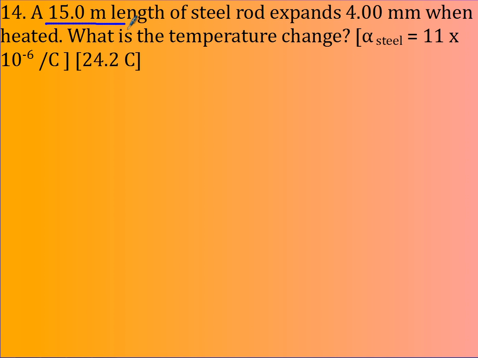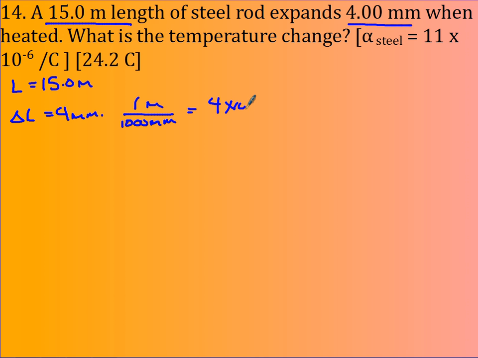Now, a 15-meter length of steel expands 4 millimeters when heated. What's the temperature change? All right, the original length of steel is 15.0 meters, and it expands 4 millimeters. So delta L is 4 millimeters. Now I have to convert this. I know 1,000 millimeters is 1 meter, so this is 4 times 10 to the negative 3 meters. And of course, alpha is 11 times 10 to the negative 6 per Celsius.